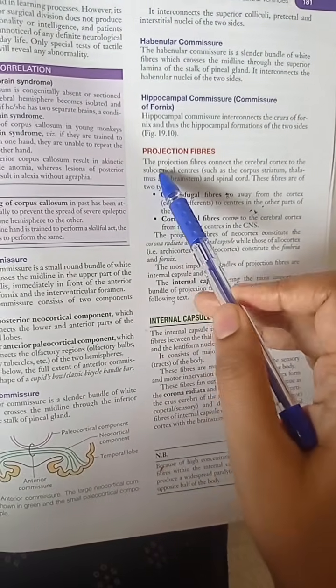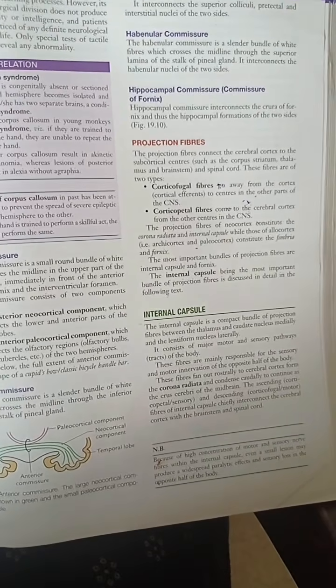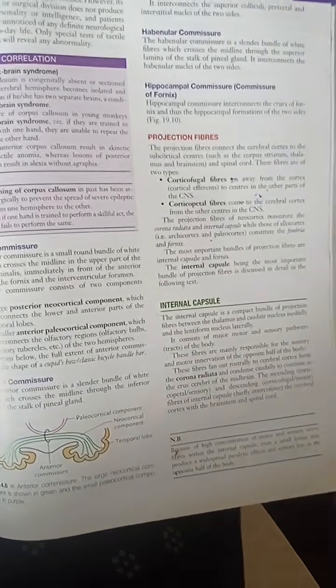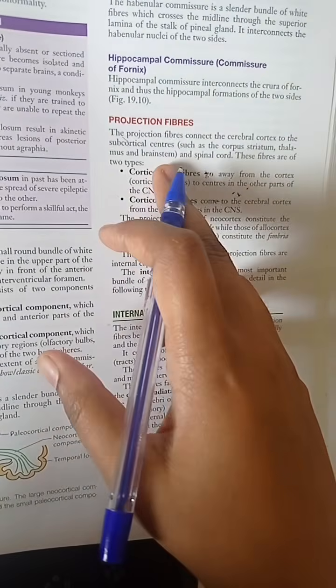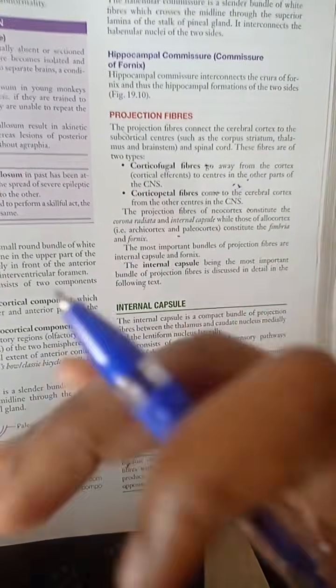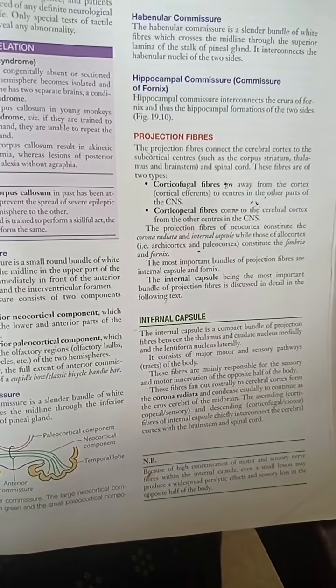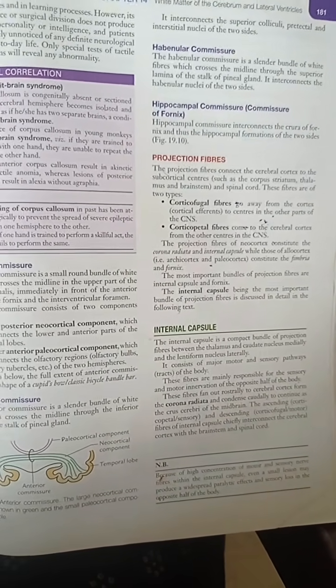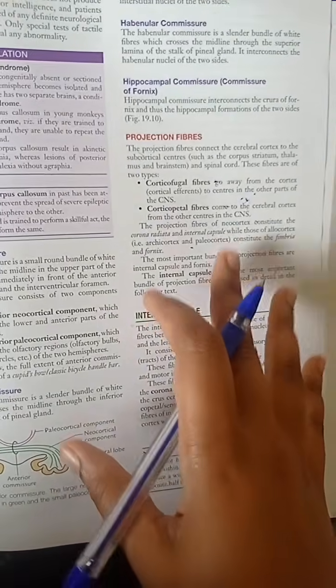Then projection fibers are connecting the cerebral cortex to the subcortical centers, that is to the other regions of the CNS. They can be of two types, corticofugal and corticopetal. Corticofugal means from the cerebral cortex to the CNS. Fugal means away, so from the cortex to the CNS. Petal means from the centers of the CNS to the cortex.